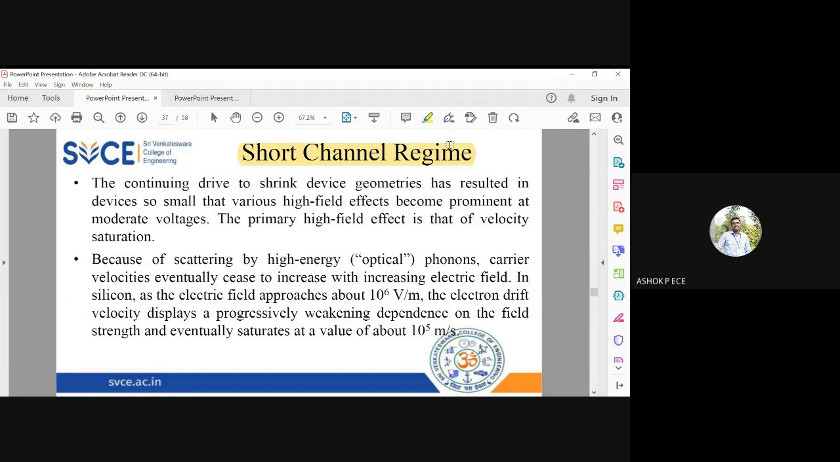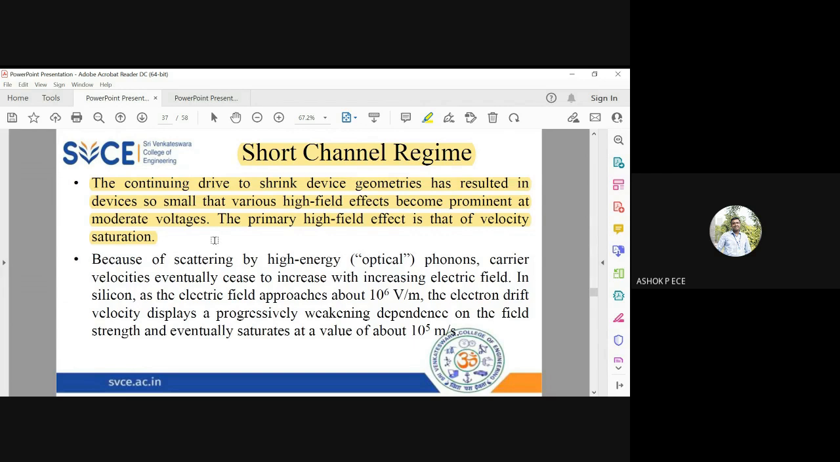So in the short channel regime, we are going to see what are the conditions in which the device can be called a short channel device. You know that as Moore's law states, all device sizes will keep on reducing once in 18 months. Because of continuous applications in high frequencies, the device size is becoming very, very small. And when the device size becomes very small, you cannot apply so much voltage across the device. So a high electric field cannot be applied across a very small channel device.